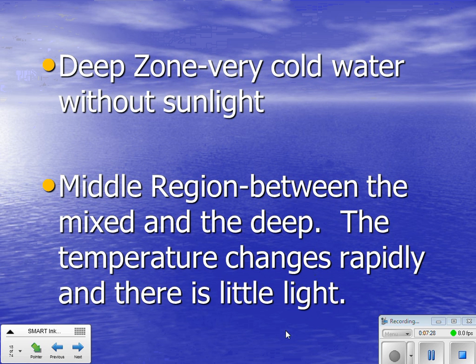And then here's the deep zone, very cold water without sunlight. So think about in Finding Nemo, when they go down to the bottom of the ocean and it's completely dark and then they run into that fish that has the light on his head and that chases them. That would be the deep zone. And then the middle region is between the mixed and the deep, and that's where the temperature changes rapidly because it starts to get to the point where there's not a whole lot of light.